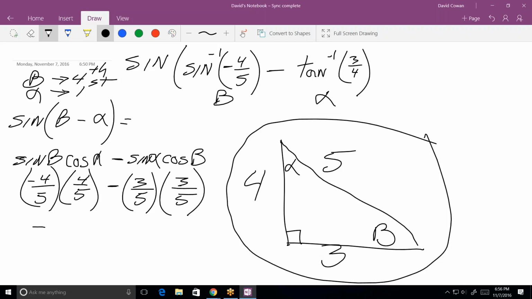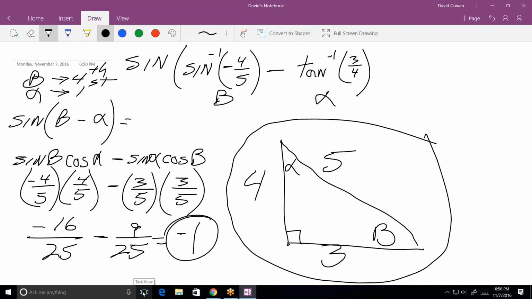And then this just becomes minus 16/25 minus 9/25. Look at how nice that is. Minus 45/25, negative 1. Wait, how's that negative 1? Oh, just kidding. Minus 16 minus 9 is minus 25. Yeah, I accidentally added it and did negative 17. Oopsies.